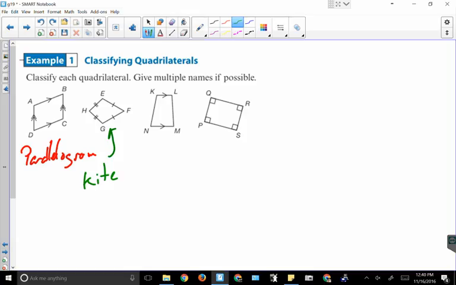Could it be anything else? So, what would the next one be? Yes, ma'am? Trapezoid. Could it be anything else? Okay. What about the last one? What is it? Yes. Okay, so it's a rectangle. Could it be anything else? Parallelogram.